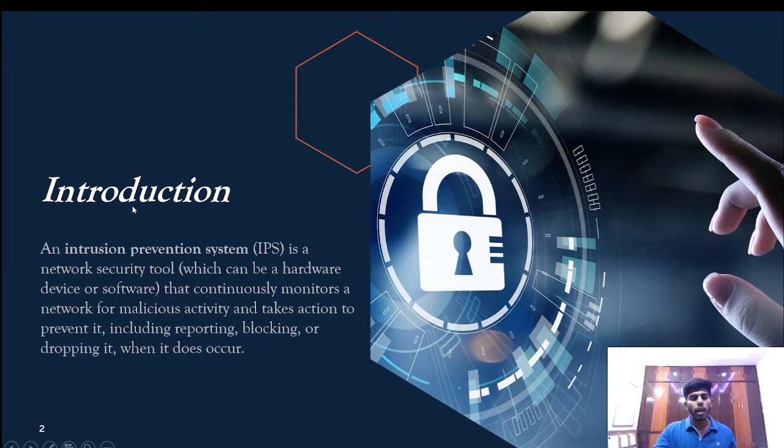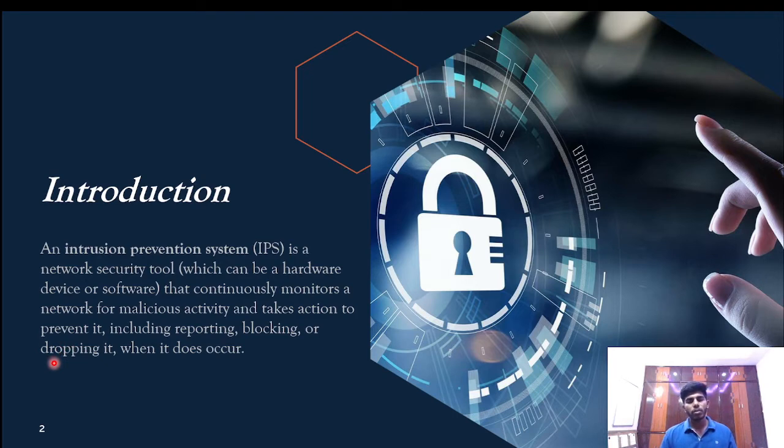Introduction. What is an intrusion prevention system? An intrusion prevention system is a network security tool, which can be a hardware device or software, that continuously monitors the network for malicious activity and takes action to prevent it, including reporting, blocking, or dropping.